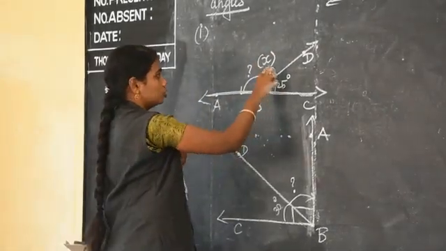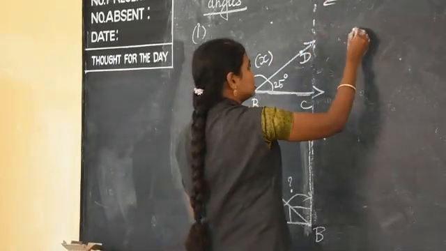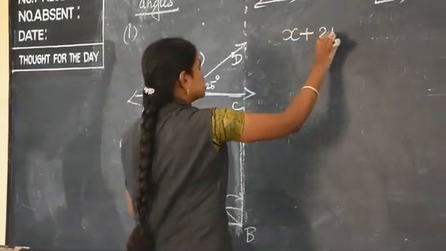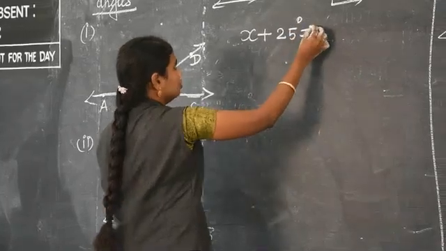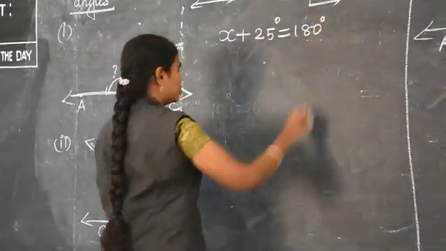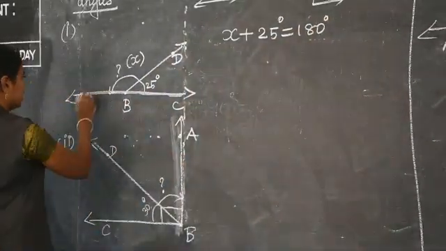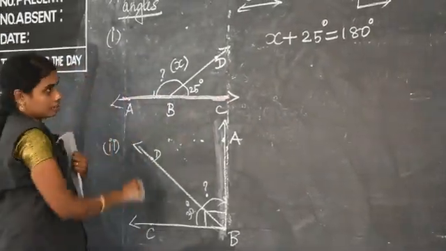So if you add two angles, you will get 180 degrees. So x plus 25 degrees equals supplementary, so 180 degrees. It is a straight angle, so it is supplementary.